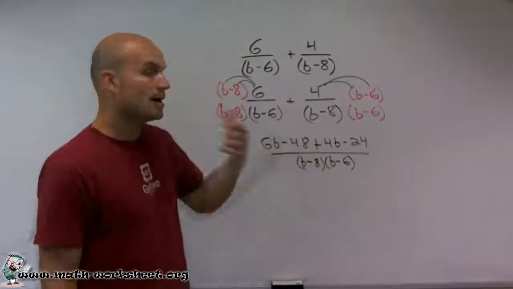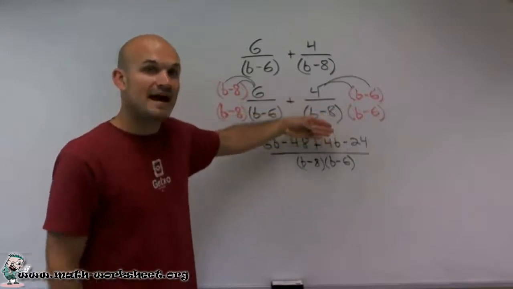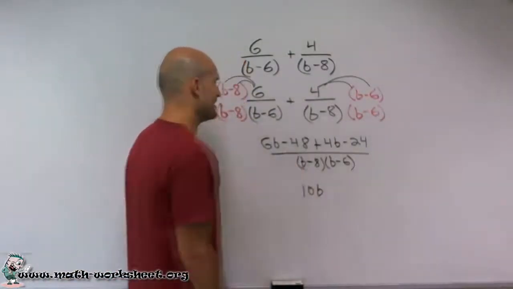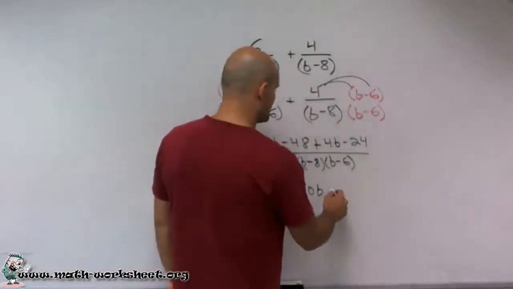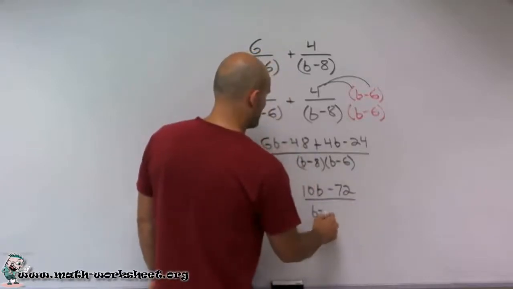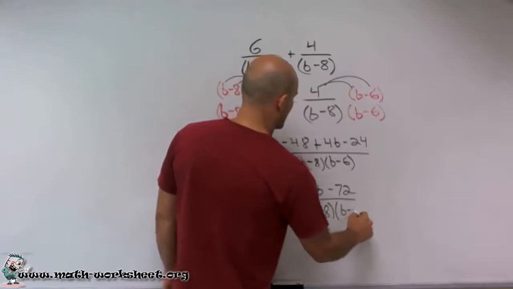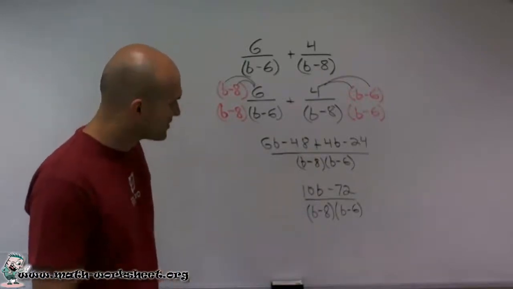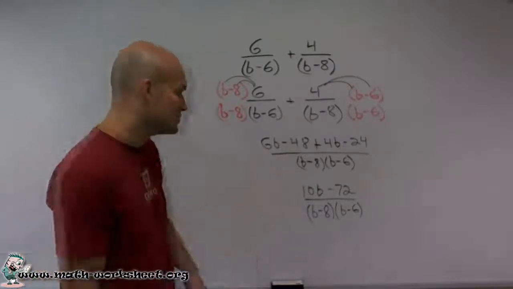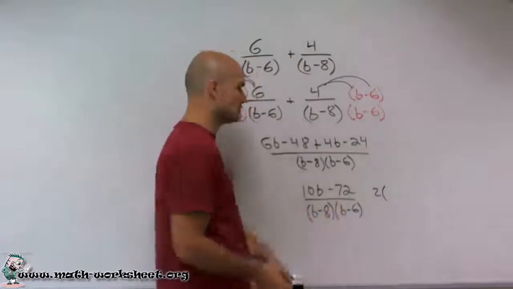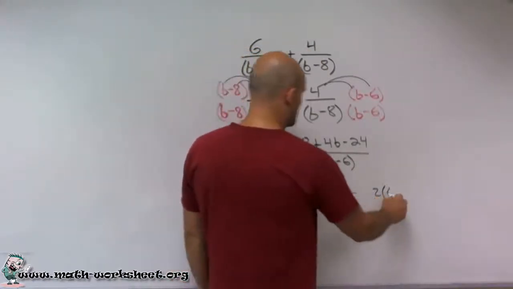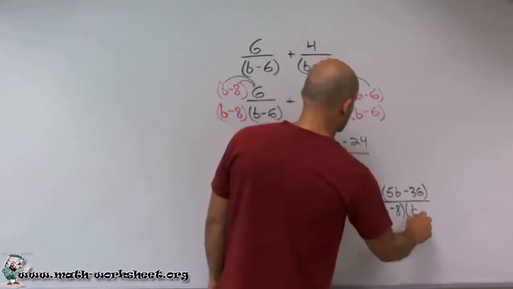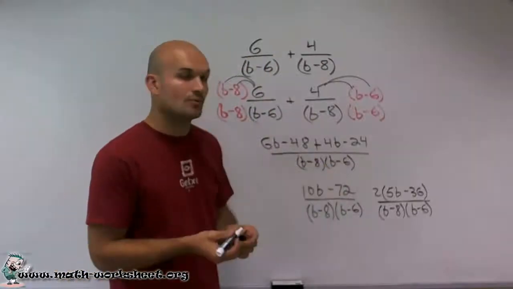Now I ask, can I combine like terms? Since 6b and 4b have the same variable factor, b, you can combine those to get 10b. Then I do negative 48 minus 24, which is negative 72, all over b minus 8 times b minus 6. Then we want to check whether we can simplify or factor out common terms. You can factor out a 2, leaving 5b minus 36 all over b minus 8 times b minus 6. Nothing cancels out, but it's just another way to write your answer.